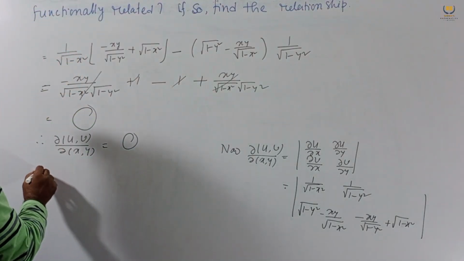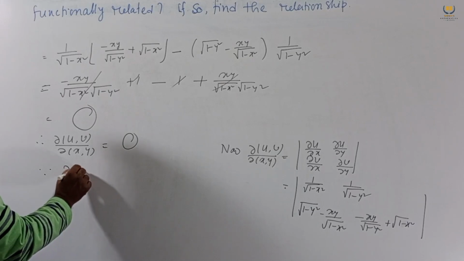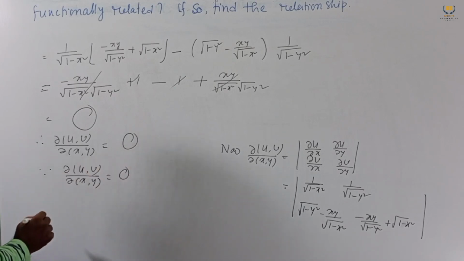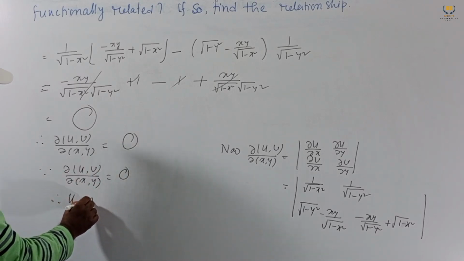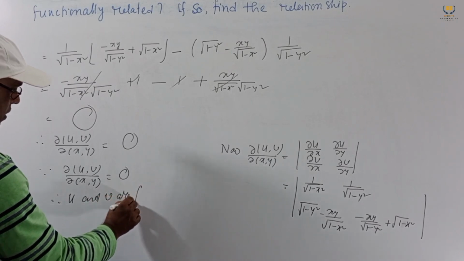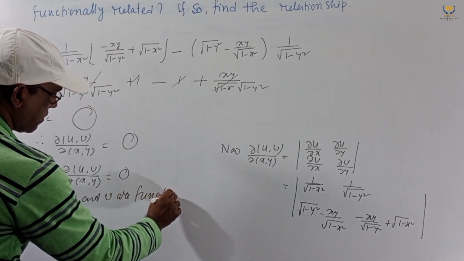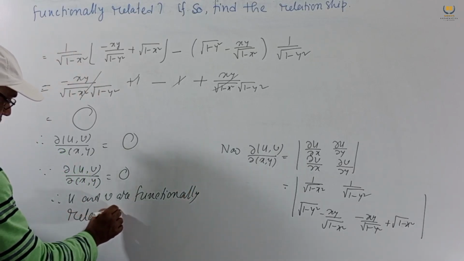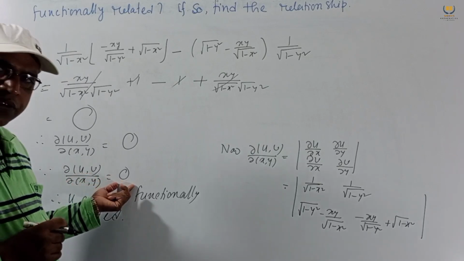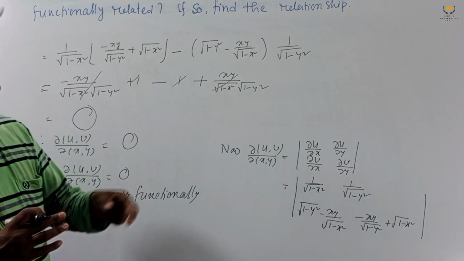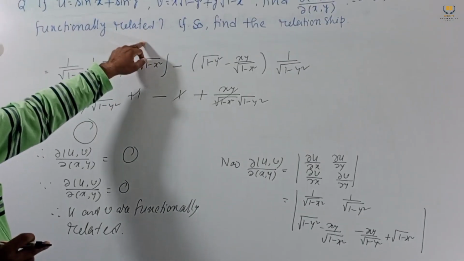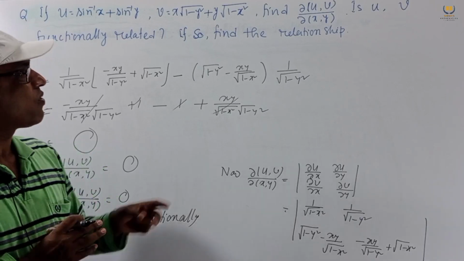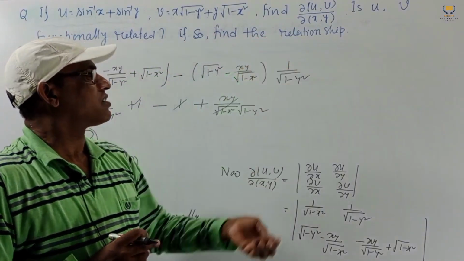Since del(u,v) by del(x,y) equal to 0, therefore u and v are functionally related. If the Jacobian is 0, then u and v are functionally related. Is uv functionally related? Yes, u and v are functionally related because the Jacobian is 0. Next, what is the relation? If so, find the relationship.